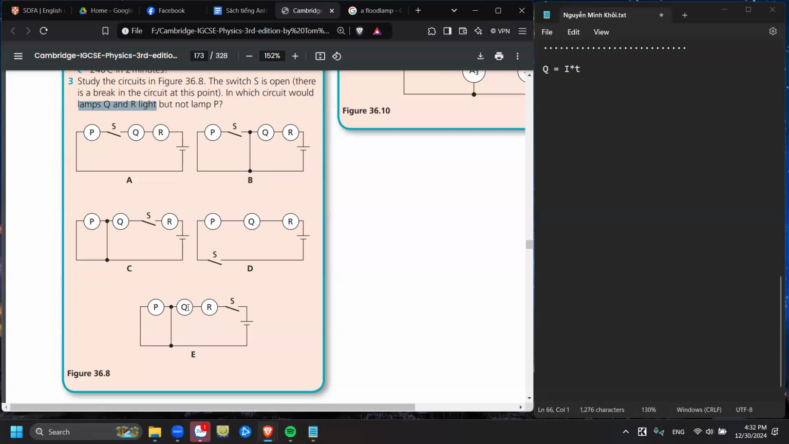Same situation happens. Okay, so in C, let's look at the flow of electrons. It can only go here, but it's broken at S, right? So it means the electron will not even flow through R at all, let alone going through Q or P, isn't it? So in circuit C, everything will not light up. You understand what I'm saying?